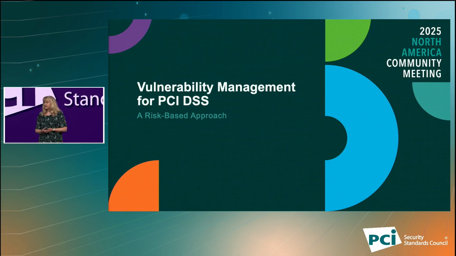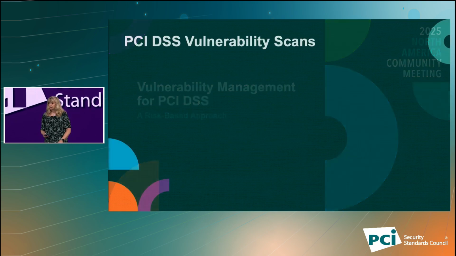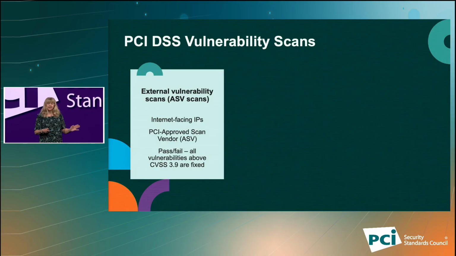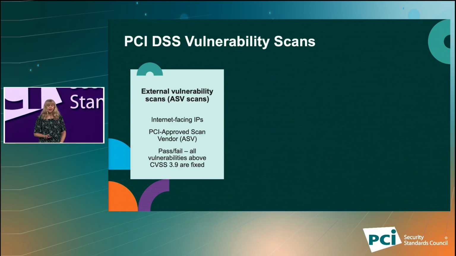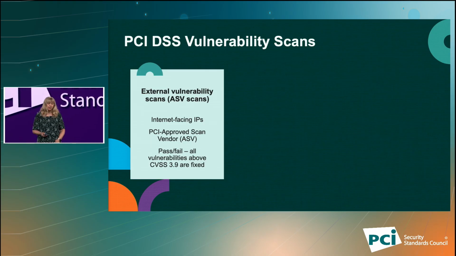So we'll review and discuss the PCI DSS requirements for vulnerability management, including external ASV scans and internal vulnerability scans. And we'll also talk about a risk-based approach when it comes to remediating your internal vulnerabilities. So PCI DSS, as many of you are aware, includes requirements for external vulnerability scans. These are scans of your internet-facing IP addresses. They're performed at least once every 3 months. They're pass-fail, and they're performed by a PCI-approved scan vendor, or ASV.